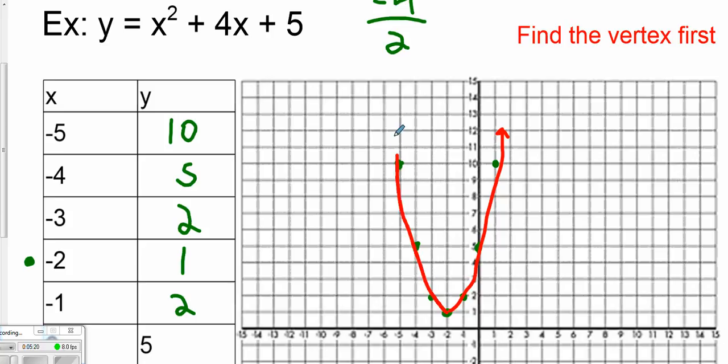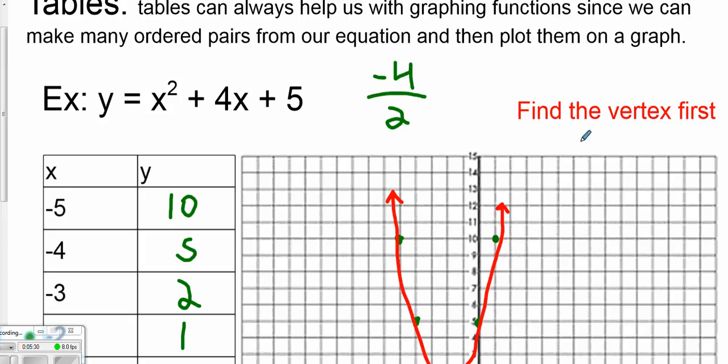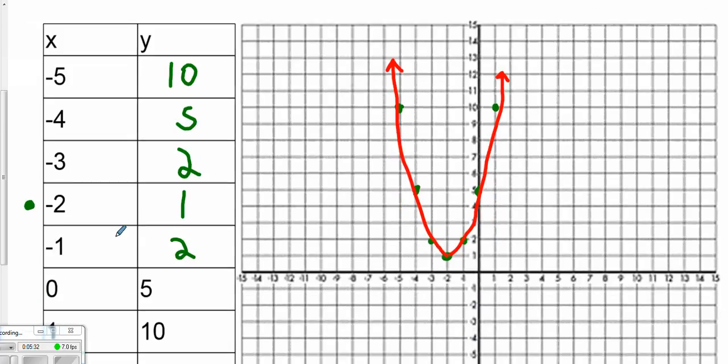So again, you can always use the table to help you find a few points. That way you can make a graph from it. Just be sure to find the vertex first and center everything around that vertex.